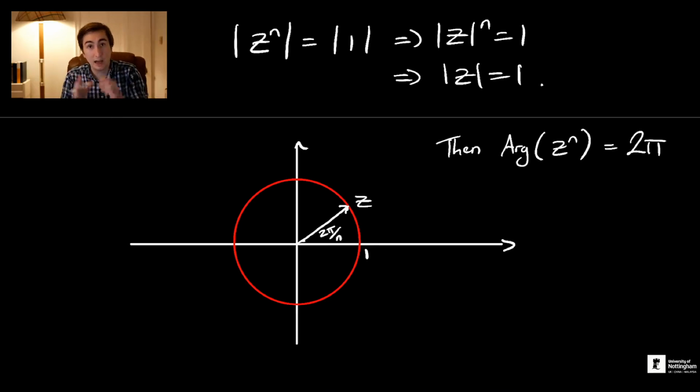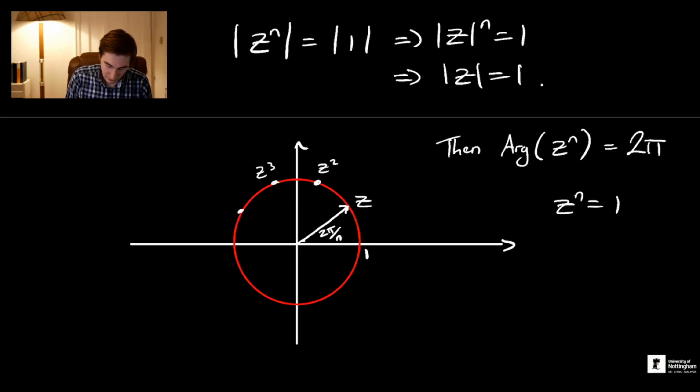In other words, it's going to lie on the positive real part of the complex plane. It's going to lie somewhere here. But we also know its modulus must equal 1. So in other words, it equals 1. So we've got here that z to the power of n equals 1. And in turn, we can figure out what all the other complex solutions are, because they are simply going to be given by the other points. It's going to be given by z squared, z cubed, z to the 4, and going all the way around to z to the n minus 1.